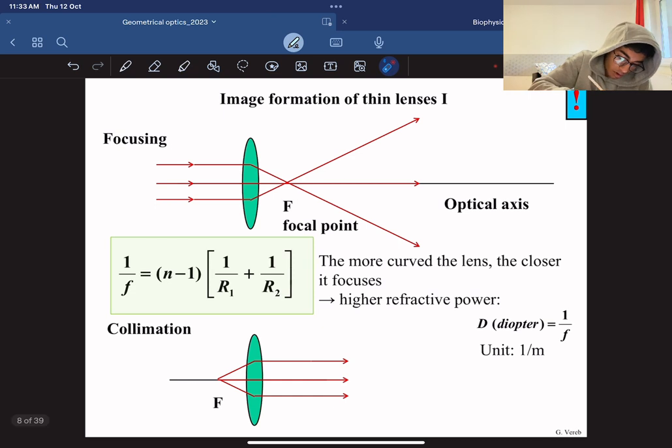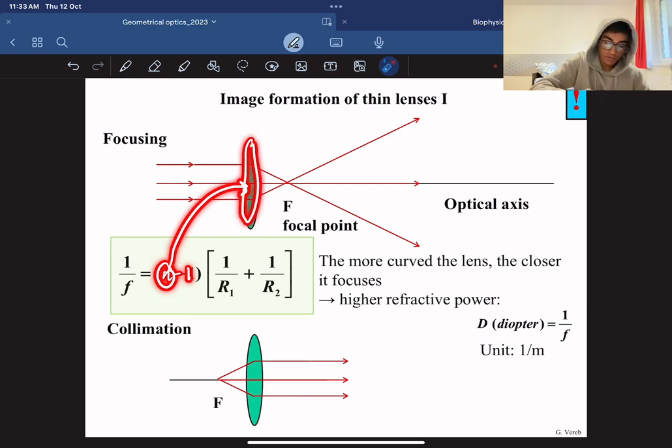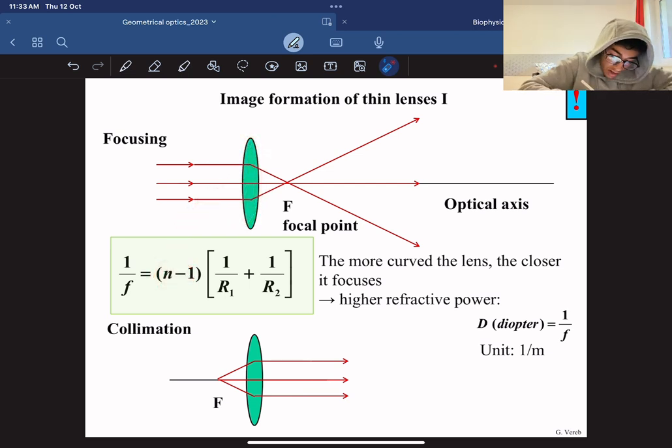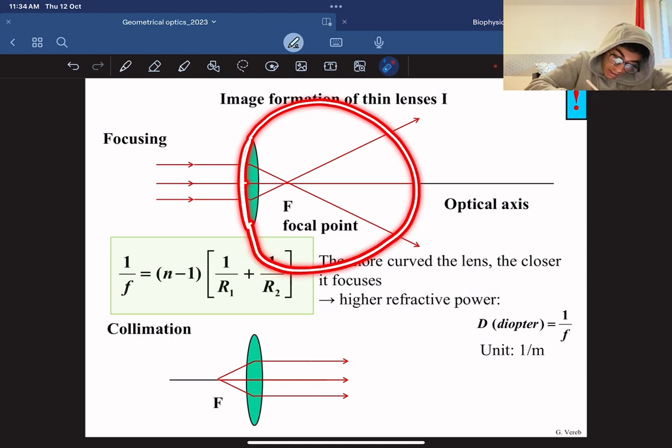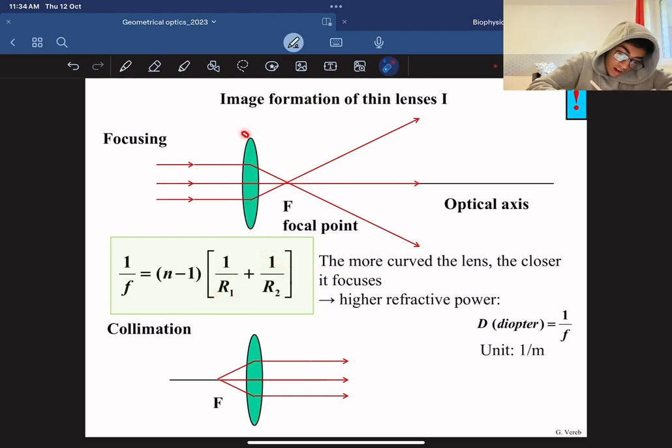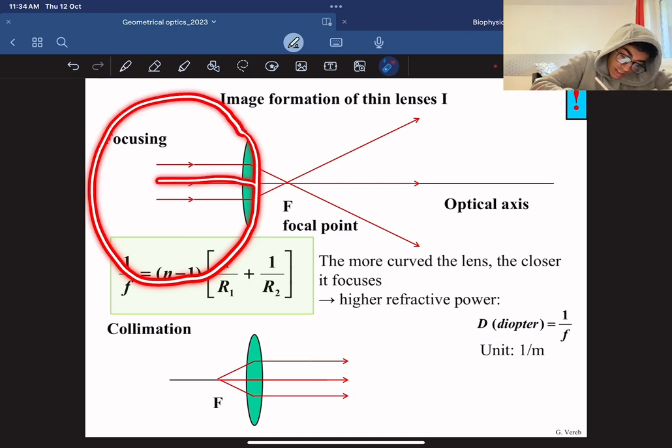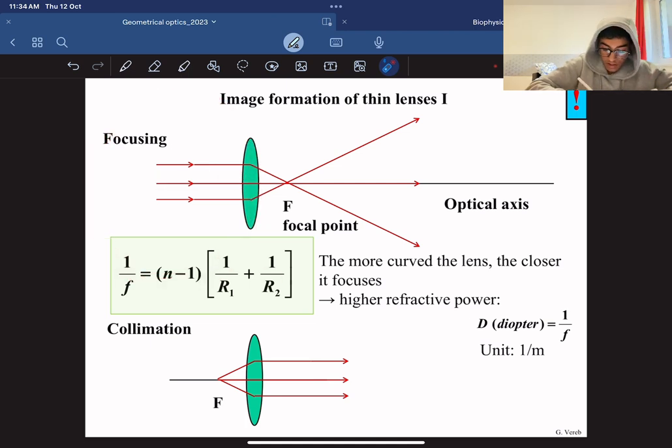Okay. So the formula goes like this. n minus 1. What is this n? It's the refractive index of this lens. Minus 1. And then this is R1. R1 refers to the first surface, the surface of interaction. If you make a circle like that, the radius of this sphere, of the surface that is graphed, that's R1. And then R2 refers to the second surface. If you make a circle out of it, the radius of that sphere, that's R2.